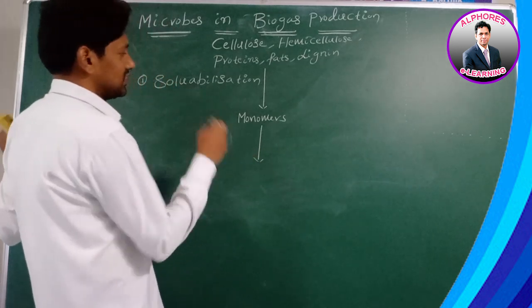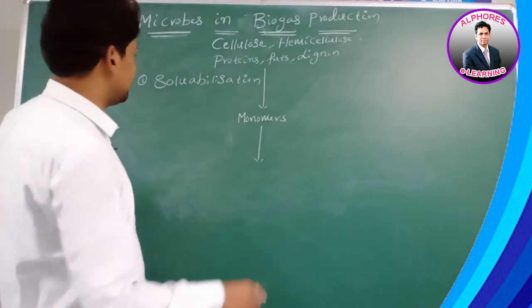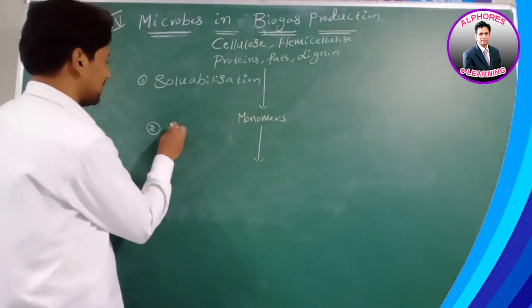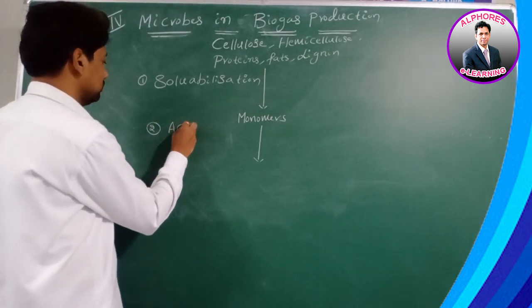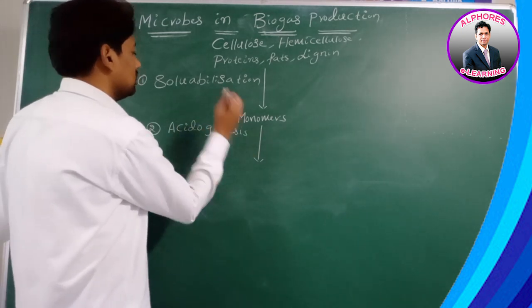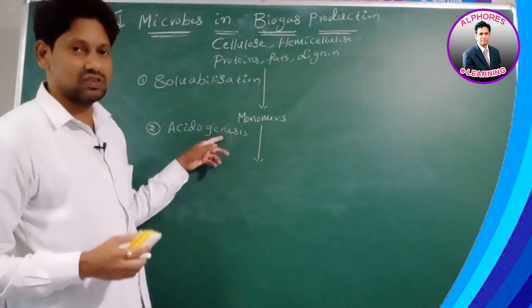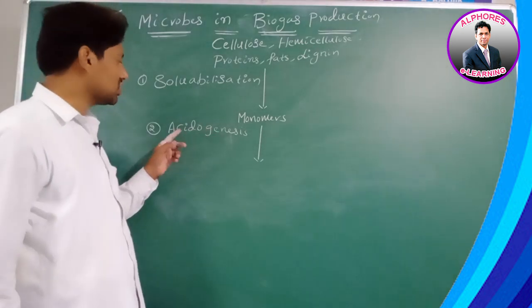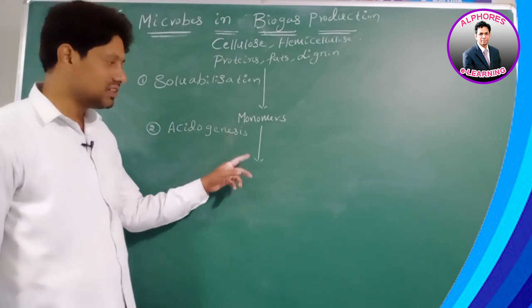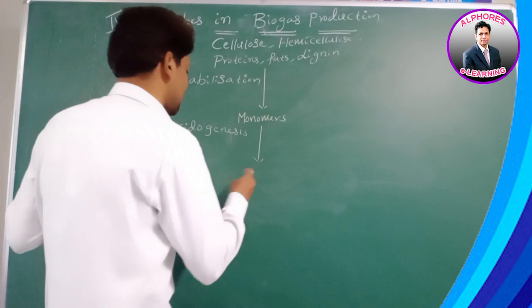Sir, what is the second step? Acidogenesis. The name itself indicates it. Genesis means production. Production of acid is called acidogenesis. It means here acids are produced.